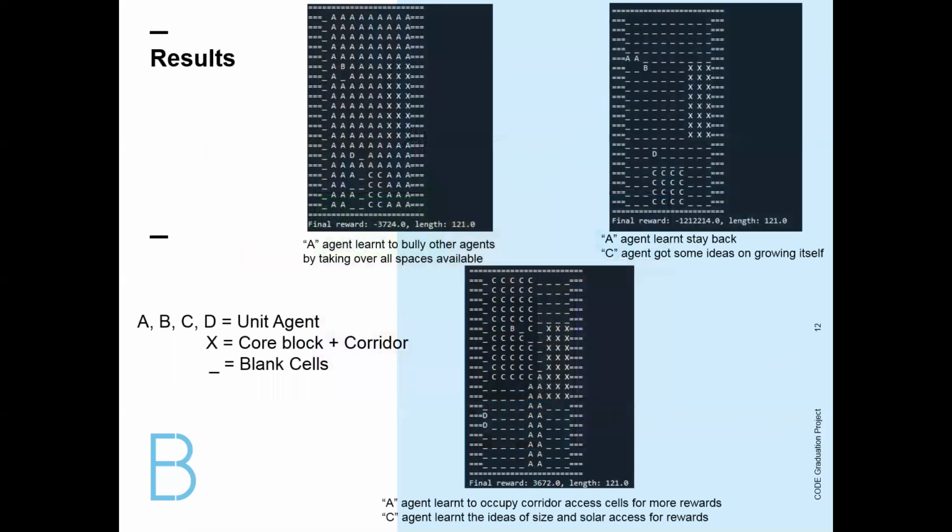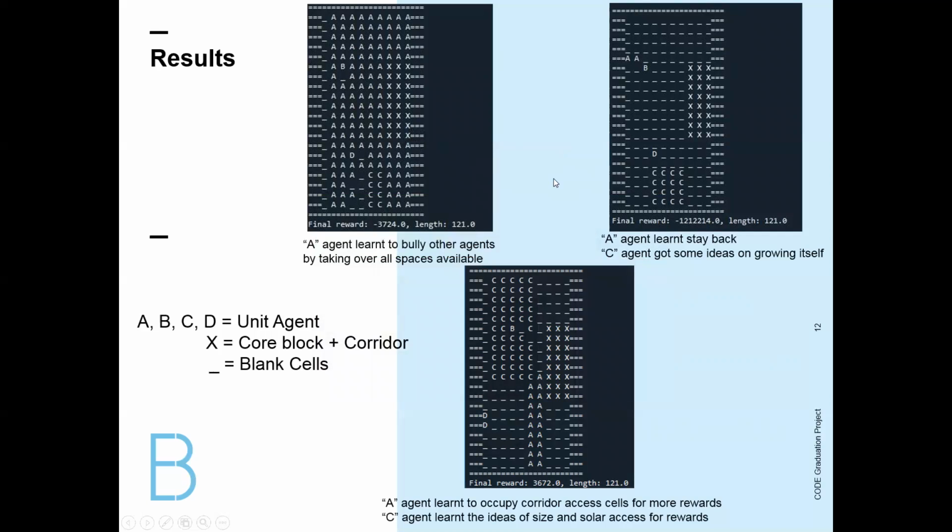For some interesting results, as you can see, the top left corner shows a picture that throughout the training phase, agent A is trying to bully all 3 other agents in the same area. As you can see, the final rewards are very negative. So that means that it's a very unsuccessful training session.